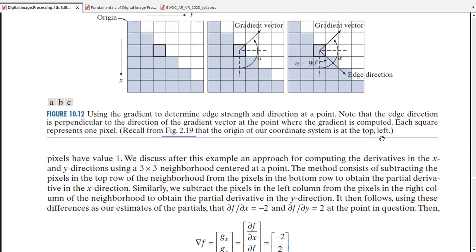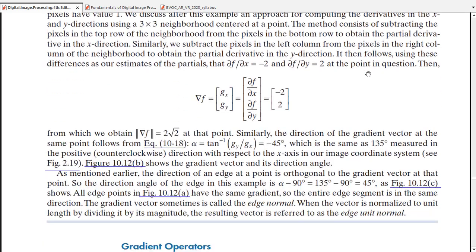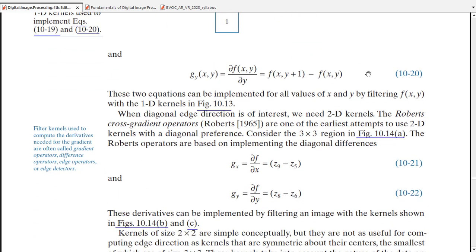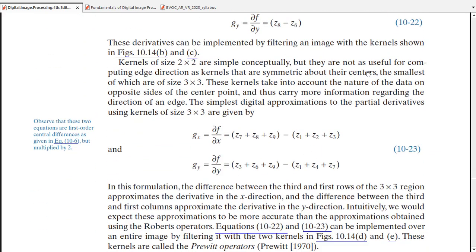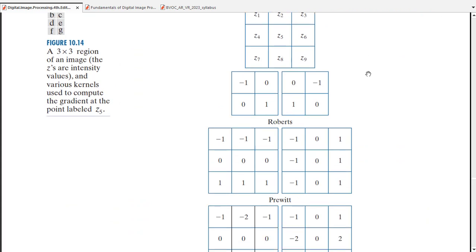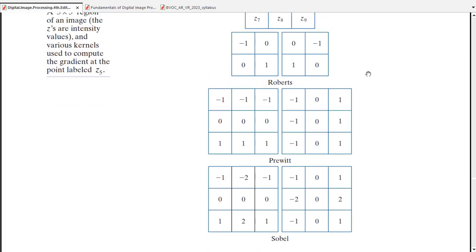How to compute the gradient magnitude, the gradient vector, and then the gradient edge directions. For gradient operators, we have already studied two types, Sobel and Roberts. The Roberts operator is based on the image diagonal reference, with 1D kernels. Here Roberts is a 2x2, Prewitt is a 3x3, and Sobel is a 3x3. But there is a difference in the type of mask.